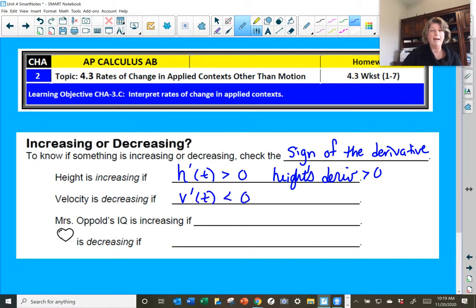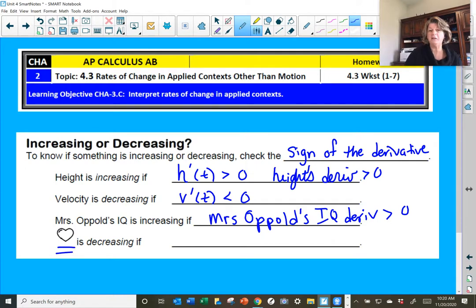What about my IQ is increasing? Well, then I would need to check the derivative for Mrs. Oppold. Mrs. Oppold's derivative, IQ derivative, we'll get really specific, IQ derivative would have to be greater than 0 for my IQ to be increasing.